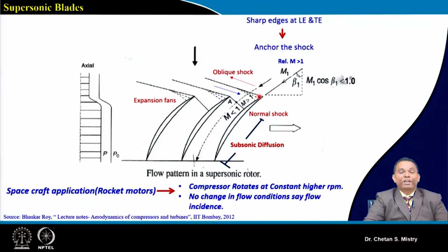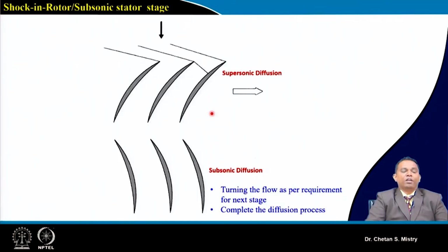operational time is very low, and my compressor is rotating at constant speed. When it is rotating at constant speed and operational time is low, there are fewer chances for my flow incidence to change, and that's the reason why we are able to achieve very high pressure rise by using this kind of configuration. Now let's try to understand what we call shock in rotor and subsonic stator configuration.